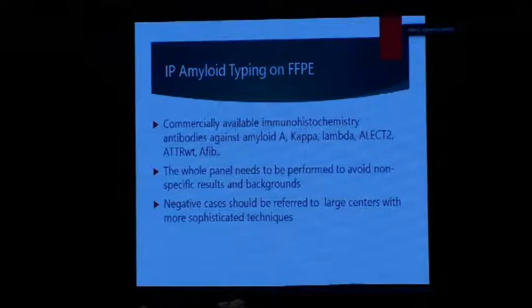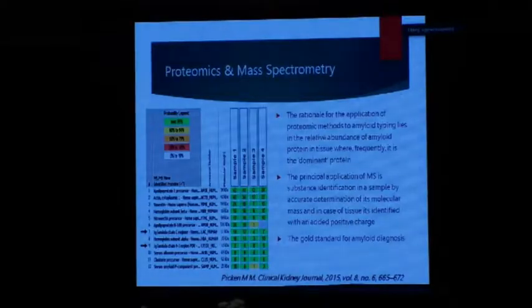So I cannot stain a biopsy for amyloidosis with a single marker. The whole panel should be stained for. And if the cases are negative, then we need to make extra effort or consider referring them to larger centers. Why refer them to larger centers? Because now we use proteomics and mass spectrometry as the gold standard for the diagnosis of amyloidosis.